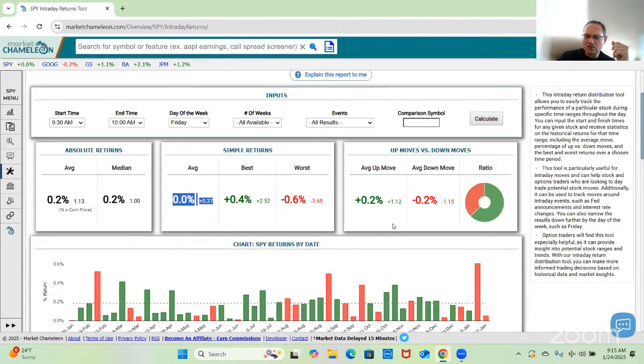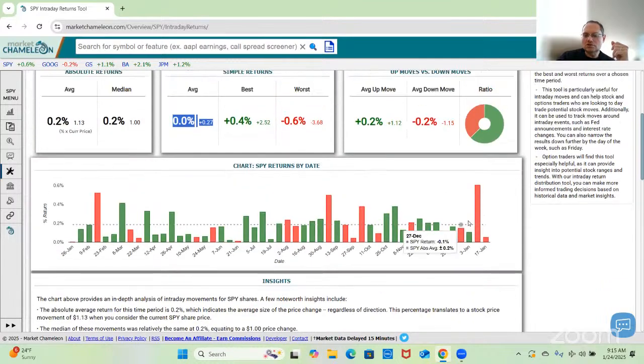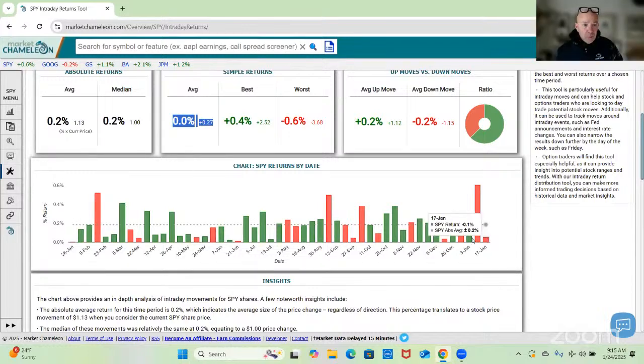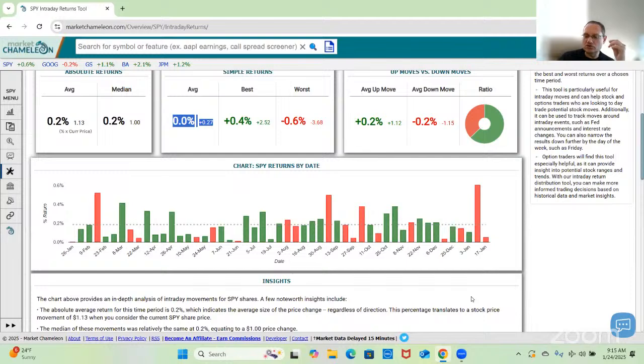And down here, this particular graph shows us the return for each of those observations in our analysis. So right now we have it set to Friday. So you can see here that these are going back in time on the Fridays. And for that half hour, it's showing us the return.